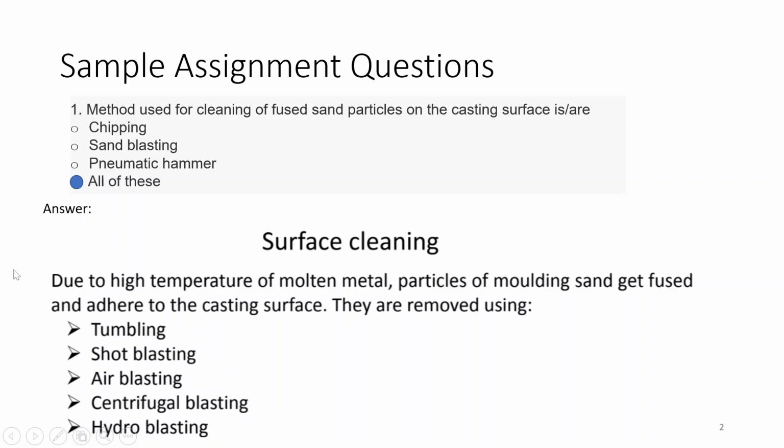Due to the high temperature of molten metal, particles of molding sand get fused and adhered to the casting surface, and these are removed using tumbling, shot blasting, air blasting, centrifugal blasting, and hydroblasting. The use of air is similar to a pneumatic type of hammer, and centrifugal blasting and shot blasting are used for steels as well. So these are some of the processes.